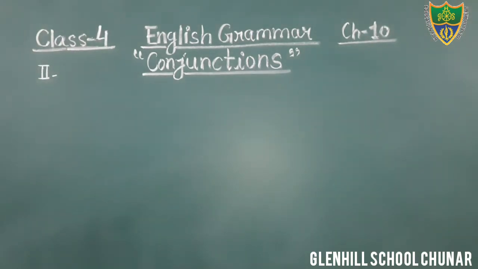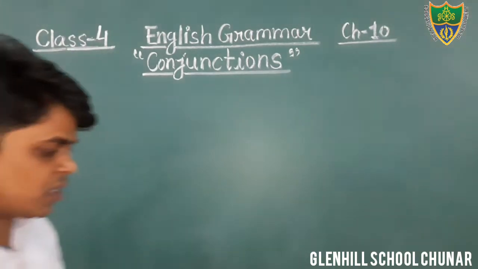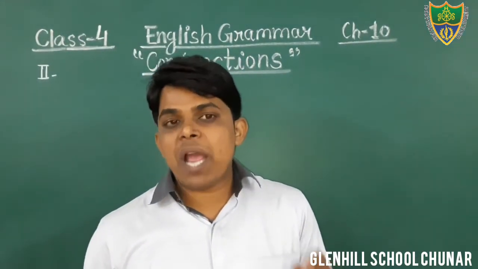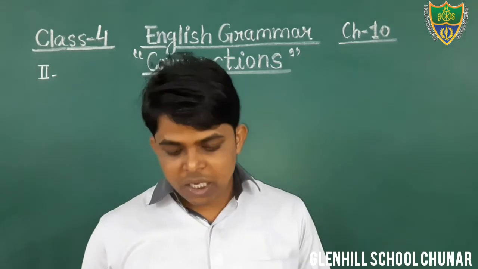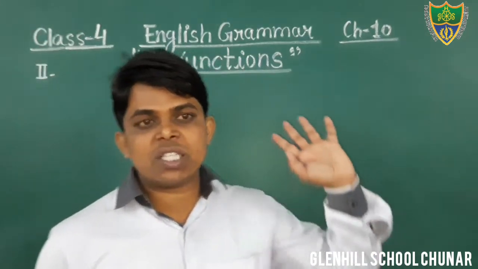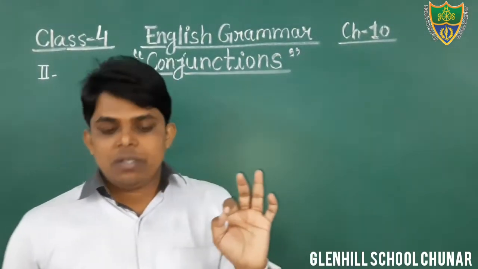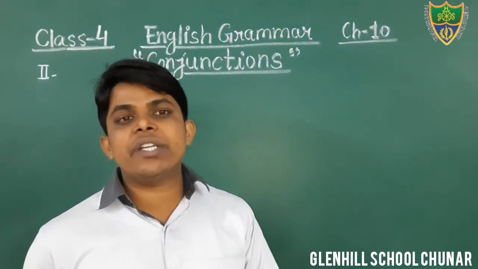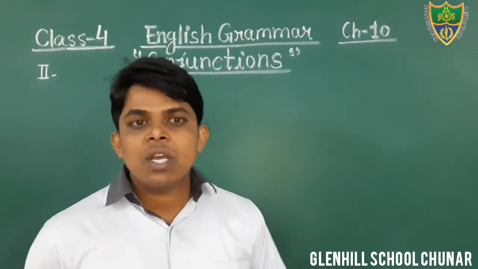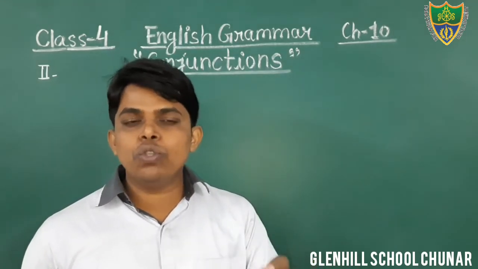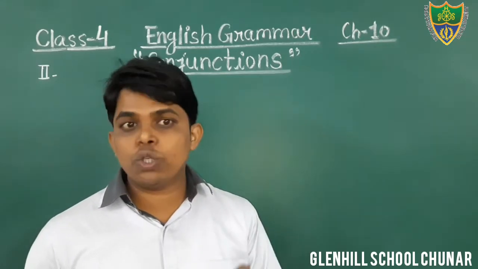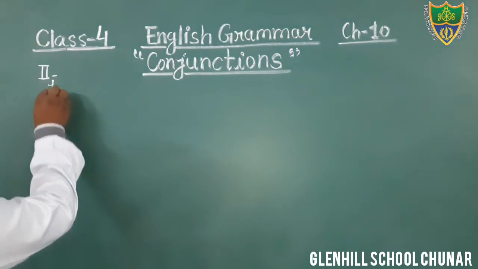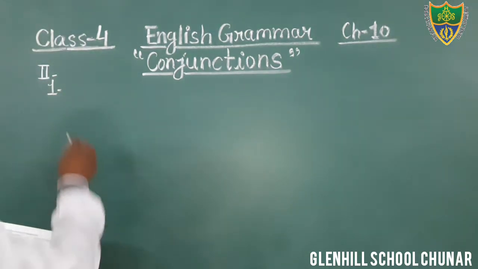Just see what question number two is. Fill in the blanks with the appropriate conjunction. There are blanks given in the sentences. There are 8 questions in this exercise, and between the sentences or at the beginning of the sentence there are some words left, where you have to use a suitable conjunction. The first question is given here.